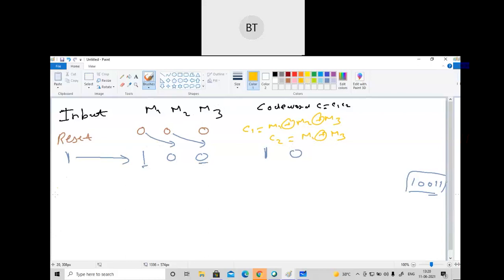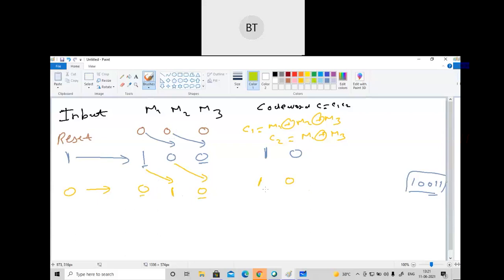Now what we have inserted here? 0. So now we are going to insert 0 here. This 0 will come to this side, this 1 will get shifted here, then this 0 will get shifted, so we will get 0 here. M1 XOR M2 XOR M3: 0 XOR 1, 1. 1 XOR 0, 1. Then M1 XOR M3 means 0 XOR 0, that will be 0. This is the second part.